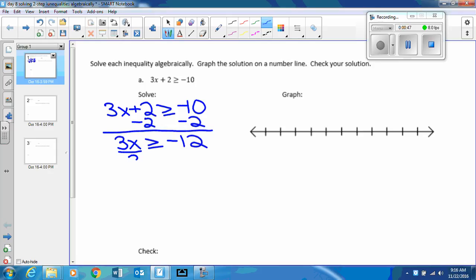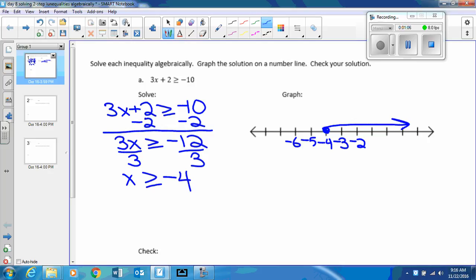Now my second inverse, divide both sides by 3. Keep my inequality symbol the same because I divided by a positive. I get x is greater than or equal to negative 4. That goes on my graph. Closed at negative 4, shading towards the right this time.